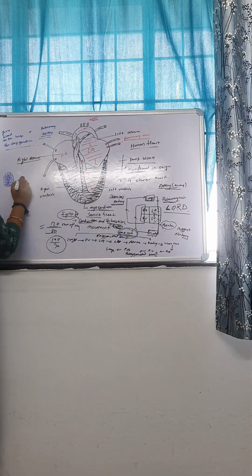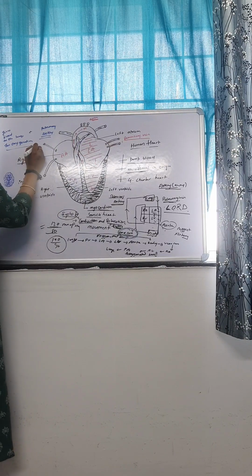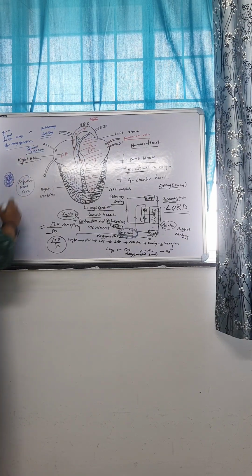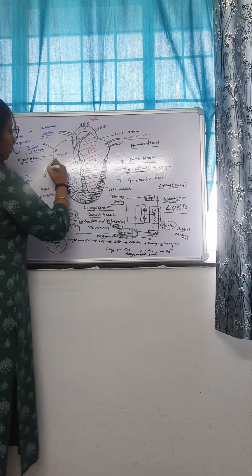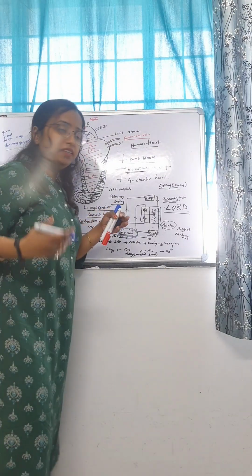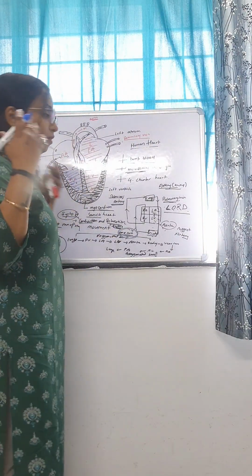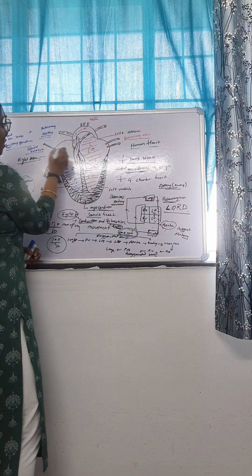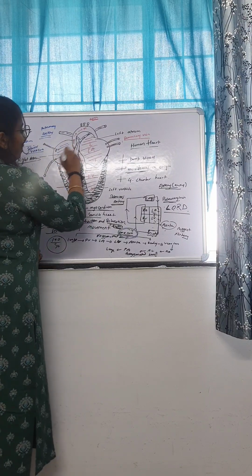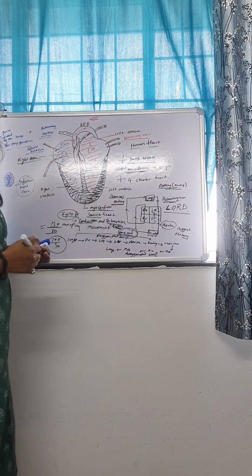Okay, so this one is inferior vena cava, and this one is superior vena cava. From the inferior vena cava, the blood comes into the right atrium from the lower body parts, like lower limbs, hands. And from the superior vena cava, from the head and shoulder, the deoxygenated blood is received by the right atrium. This one is deoxygenated blood, which is marked with the blue.